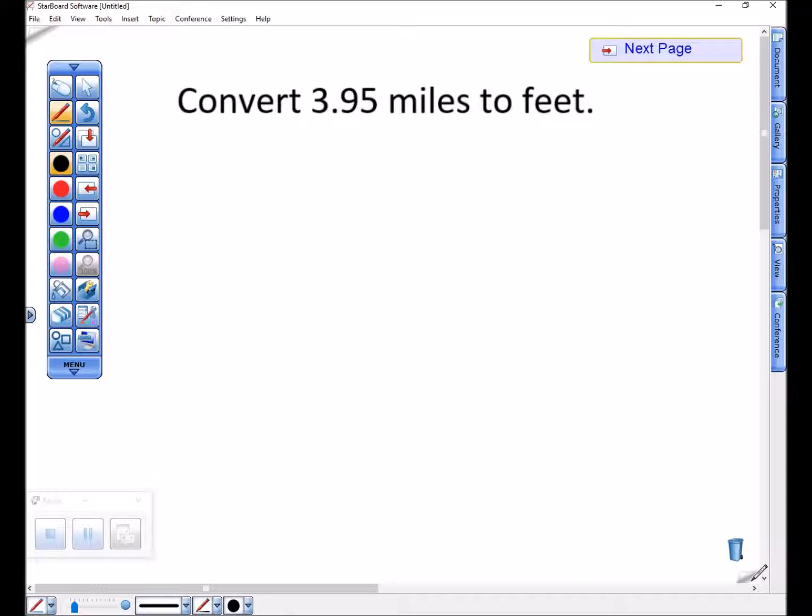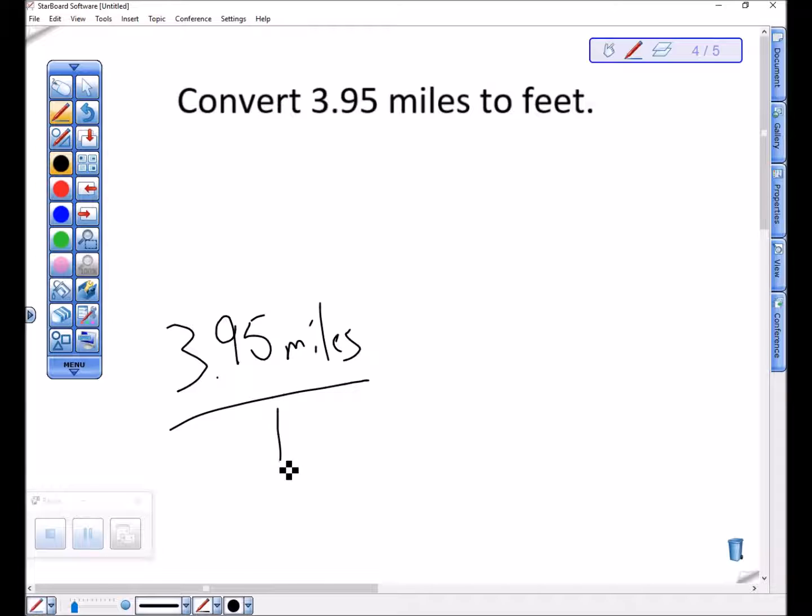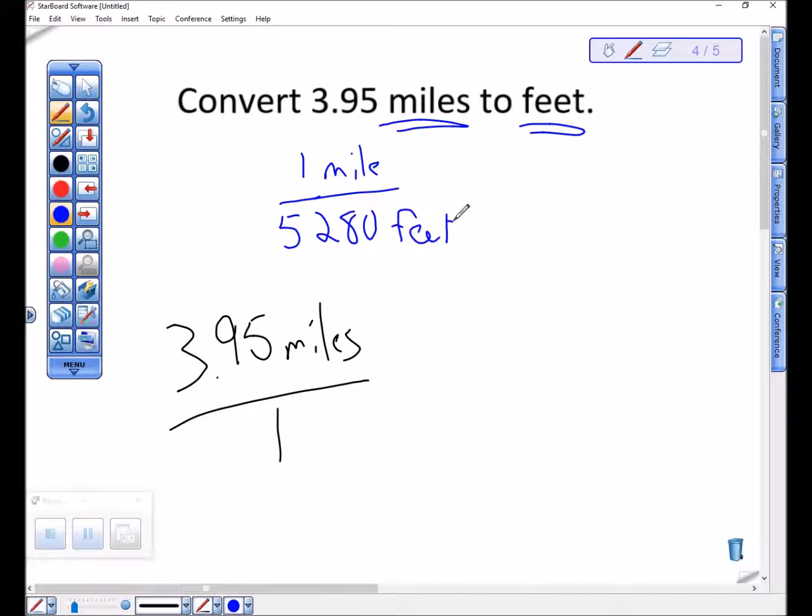Okay, let's do another one. I want to convert 3.95 miles to feet. So I'm going to start with 3 95/100 miles, put it over 1. And now this time I need to remember how feet and miles are connected. I happen to remember that 1 mile is 5,280 feet.